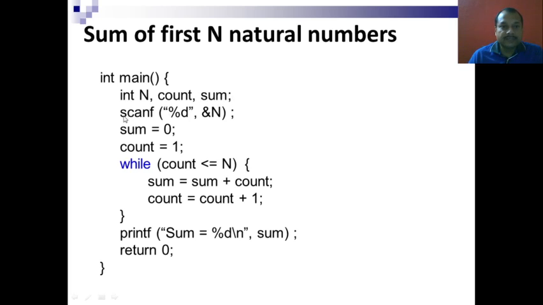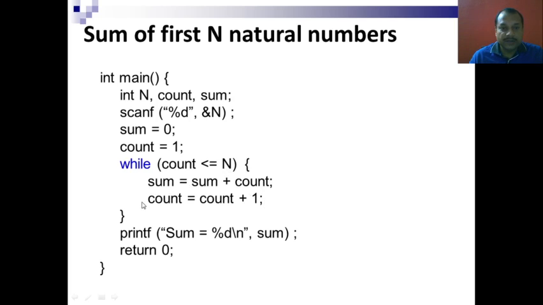Next I am reading the limit, that is the n up to which the sum will take place. Then sum equals 0, I am initializing with that. If you remember our flow diagram, I was initializing sum with 0, then count was initialized with 1, and it is required. Next what I am doing: while count less than or equal to n, sum equals sum plus count, count equals count plus 1.